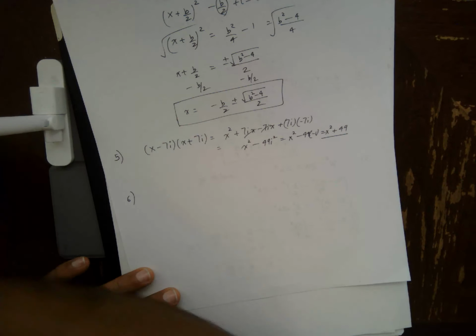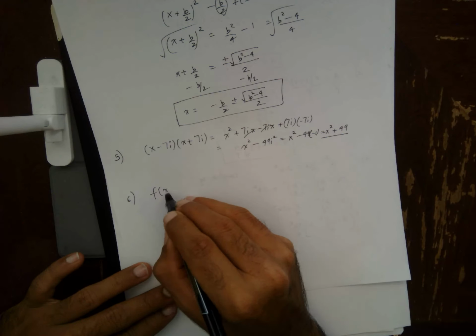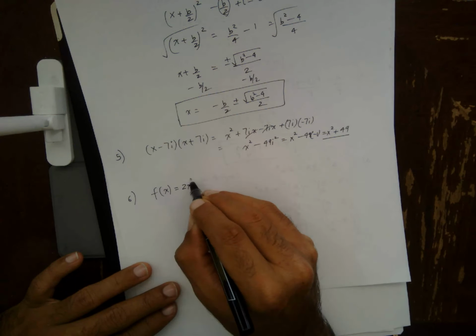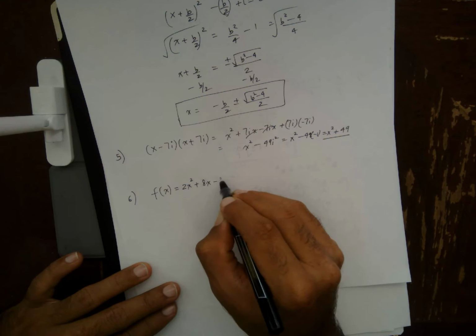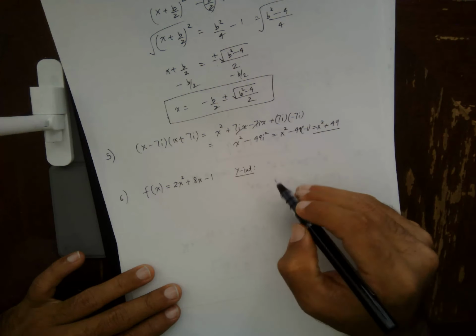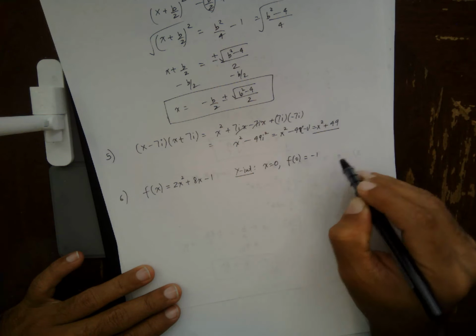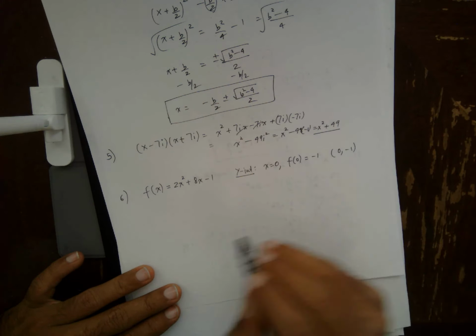The last problem: find the vertex, y-intercept, and x-intercept for this parabola. Okay. Finding the y-intercept, that's when x is 0. So x is 0, f of 0 is negative 1, so it's 0 comma negative 1.